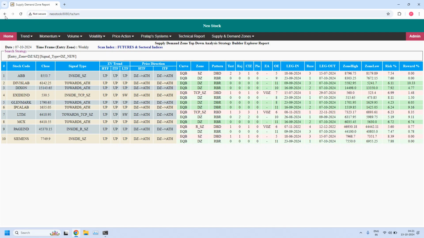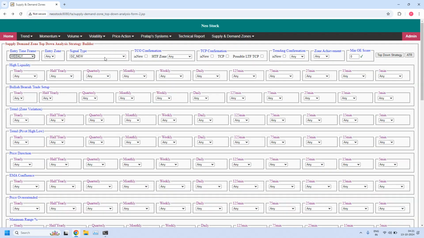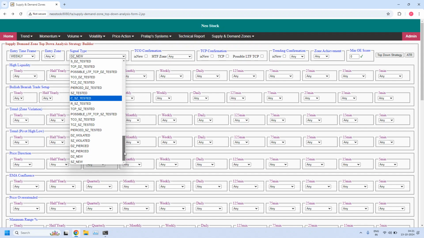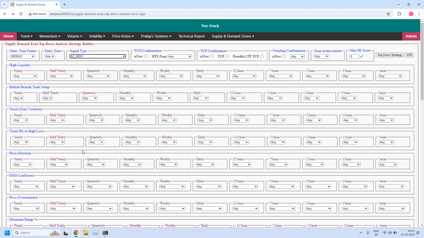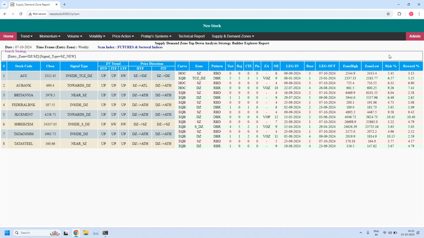Okay. Next, for weekly time frame, let us find the stocks having newly created weekly supply zones. These 8 stocks are filtered. In these 8 stocks, the supply zones are created during this week.